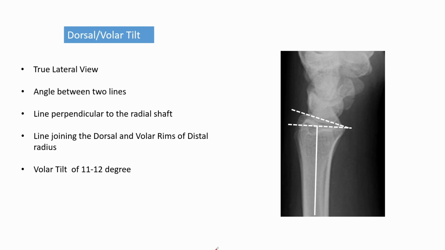The normal dorsal or volar tilt is a volar tilt of 11 to 12 degrees. The acceptability criteria is it should be at least neutral. There should not be any dorsal tilt. This dorsal or volar tilt also sometimes is known as palmar inclination.